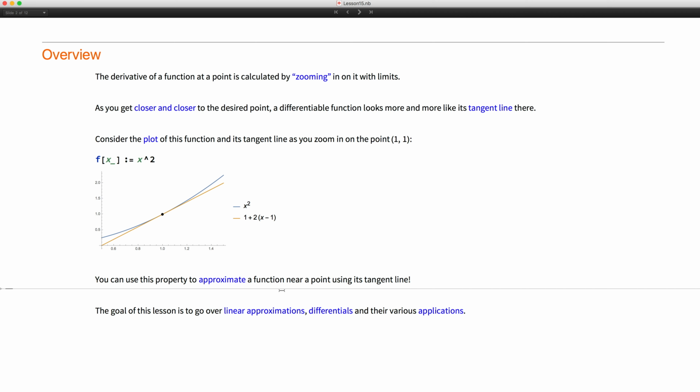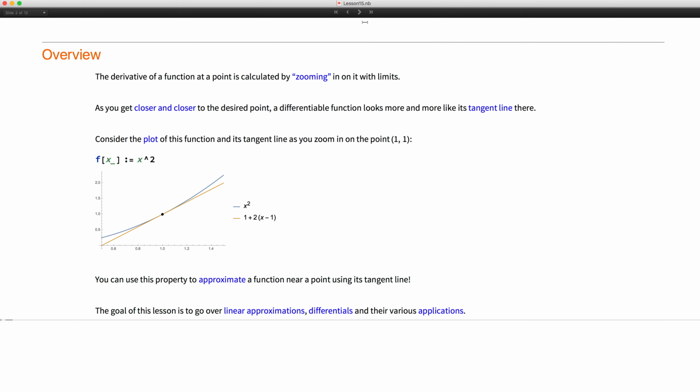So you can use this property to approximate a function near a point with its tangent line. And that's a dramatic simplification. After all, a curve is a rather complicated object, and a straight line is perhaps the simplest of geometrical objects. So if you can replace a function with its tangent line, that's great. And that's the topic of this lesson. Namely, we'd like to talk about linear approximations, but we'll also talk about so-called differentials and some of their applications.